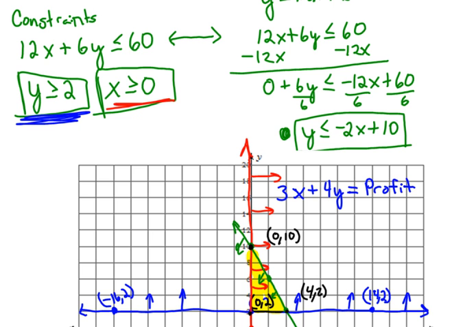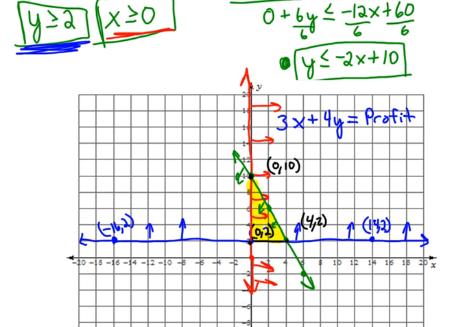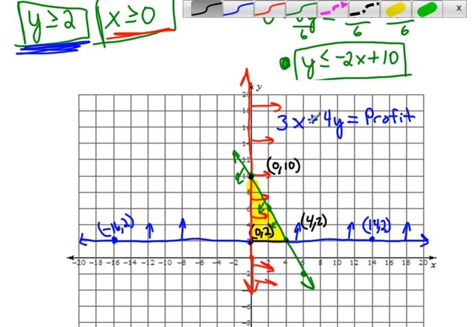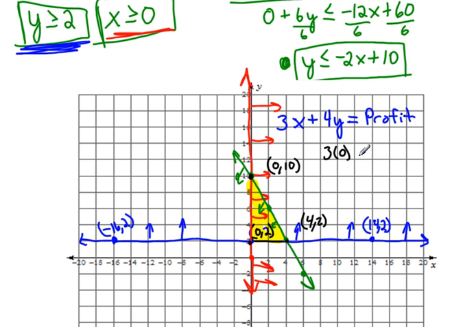Now, what I'm going to do is I'm going to plug in each one of these XY coordinates for X and Y here. Remember, X was chocolate, Y was lemon. So for this one, I'm going to say 3 times 0 plus 4 times 10, and that's going to be my profit. And that's going to give me 0 plus 40 equals profit. So this guy right here is going to give me a profit of $40.